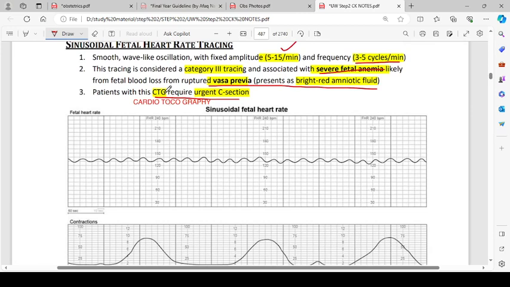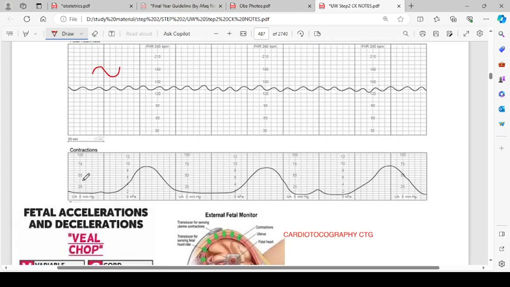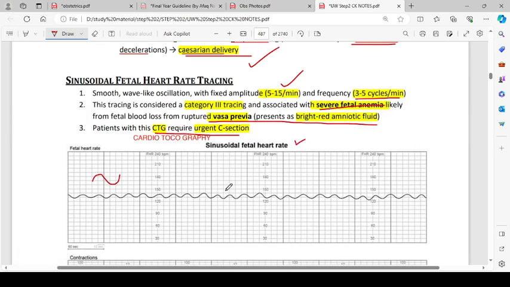So this is the CTG, cardiotocography. As you can see, this is a sinusoidal fetal heart rate with a sine waveform. These are contractions. It is considered a category 3 tracing, with fetal anemia. Fetal blood loss from vasa previa presents with bright red amniotic fluid, and a patient with this CTG will require urgent C-section.